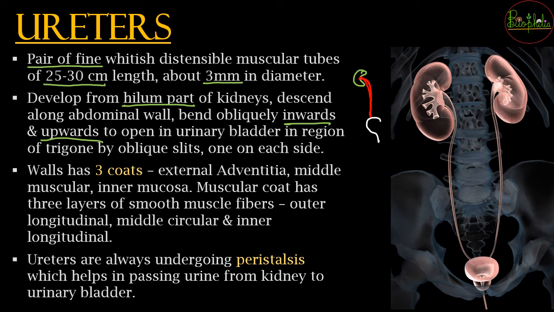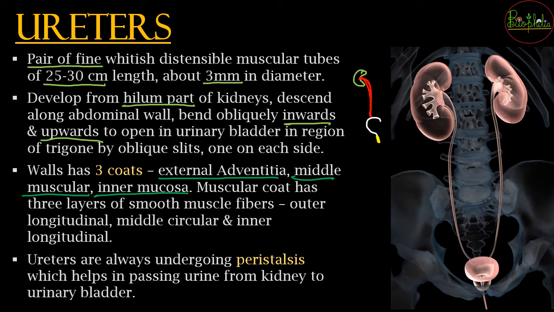Now we are going to see the different layers of the ureters. When the ureter is cut open, it has three walls or coats: the external adventitia, the middle muscular layer, and the inner mucosa. Now what will the muscular coat have? Since the ureters need to pass on the urine, there might be some movements, like food passing through your esophagus. Similarly, for that reason it has smooth muscles.